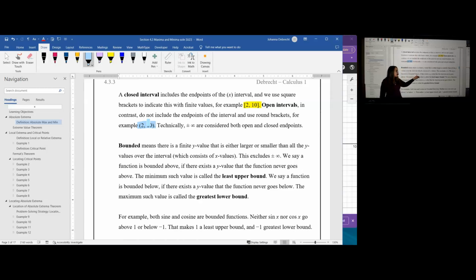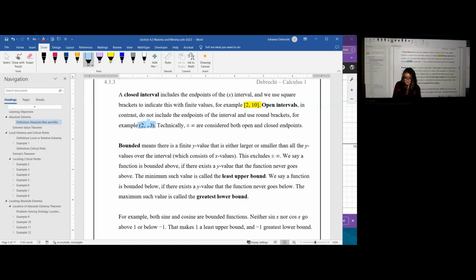We say a function is bounded above if there exists a y value that the function never goes above. It may reach that y value, but it never goes above it. The minimum such value is called the least upper bound. It's the lowest number that the graph never goes above. We say a function is bounded below if there exists a y value that the function never goes below. It may go down to that value, but does not drop below it. In that case, we call that number the greatest lower bound.